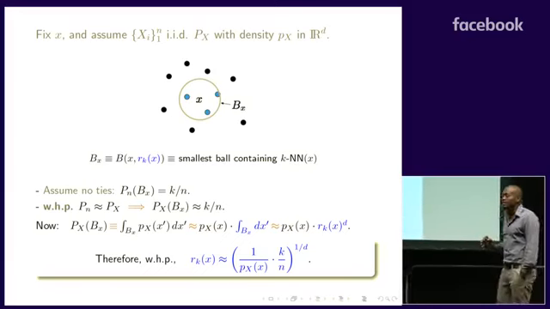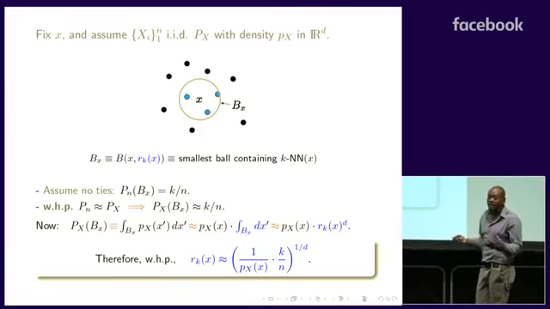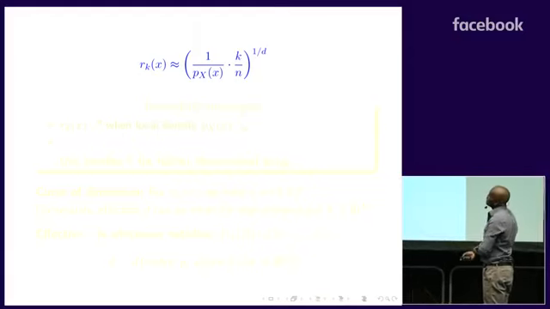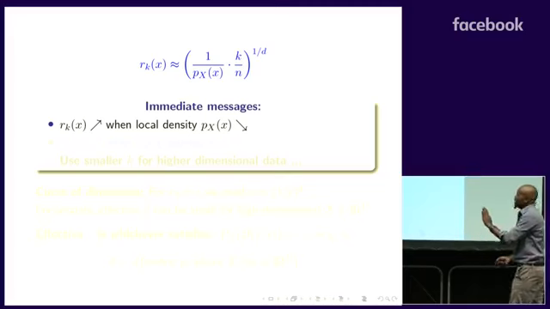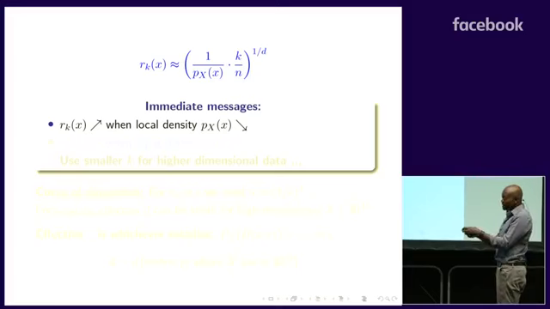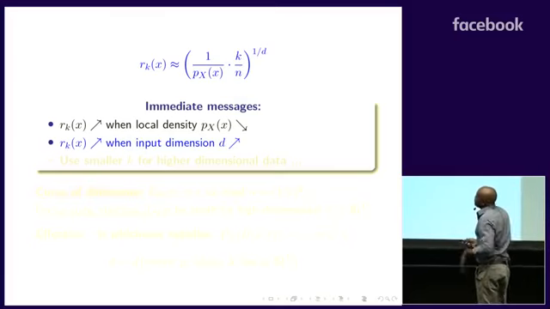Much of the analysis of nearest neighbor methods goes through this same sort of intuition, characterizing Rk of x, understanding how the nearest neighbor distances behave. And here you just get how it behaves through simple intuition. So now let's try to understand what this equation tells us. The immediate message is that if I let px go to 0, Rk of x increases. And that's an intuitive message. If the density is very low in some regions, your nearest neighbors are very far. So that's very intuitive.